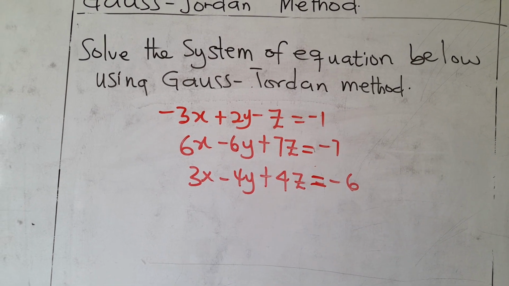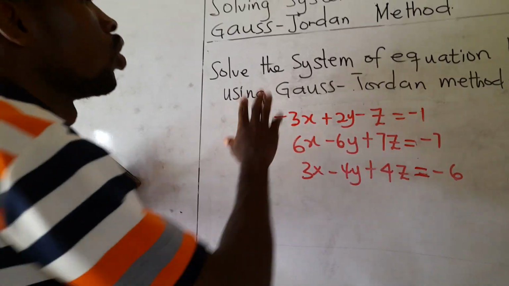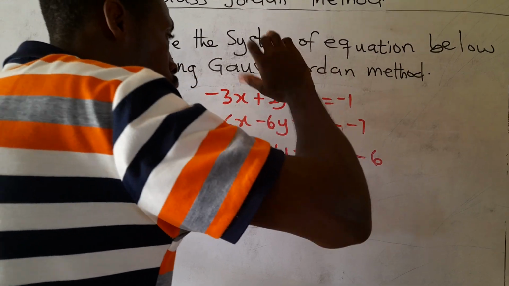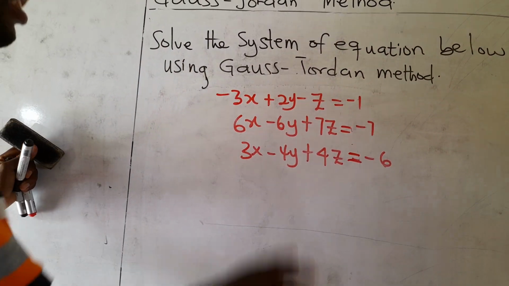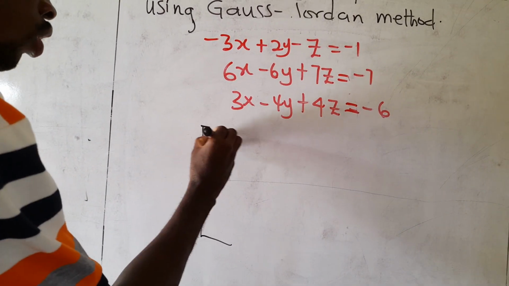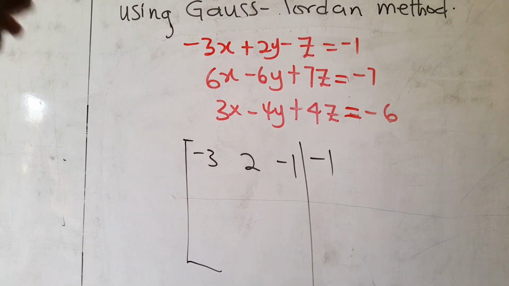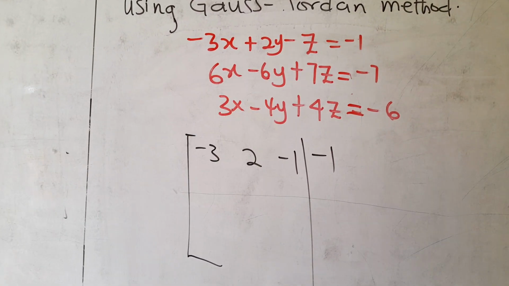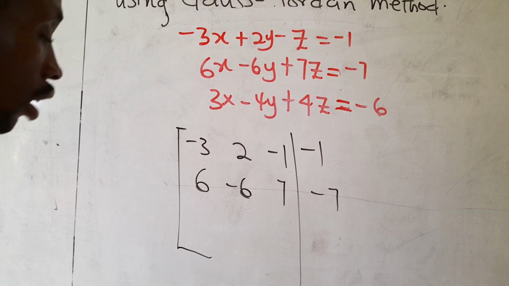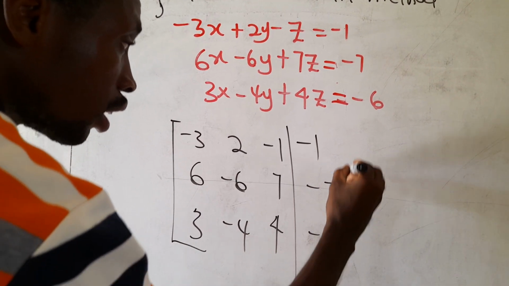So solve one more question on the 3 by 3, or the 3 unknown variables. So solve the system of equations below using the Gauss Jordan method. So first thing, we form the augmented matrix. Very, very important. So this will be negative 3, 2, negative 1, negative 1. The coefficient here is negative 1. Then our constant. Then we have 6, negative 6, 7, negative 7. Then 3, negative 4. Then 4, negative 6.